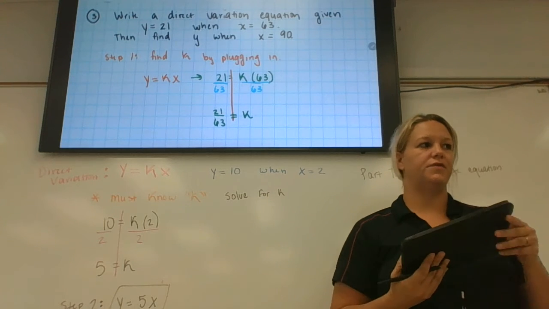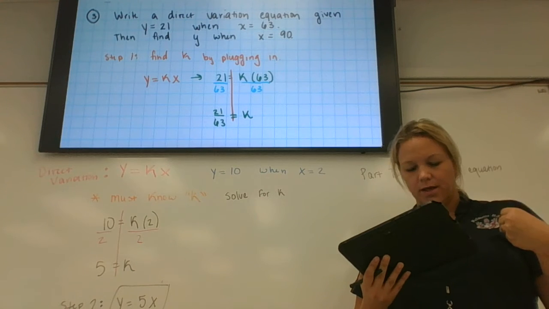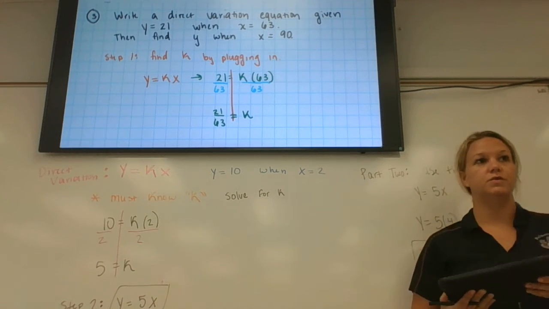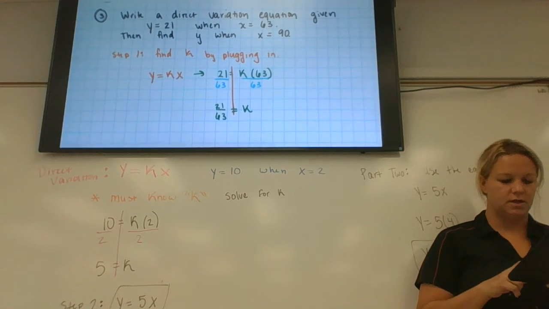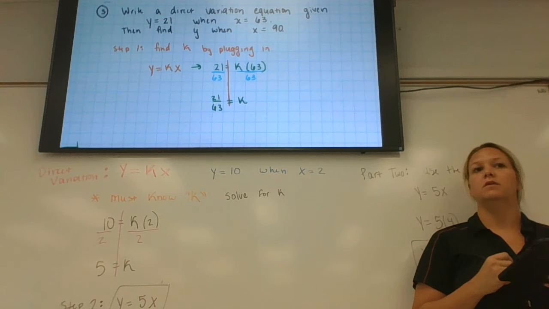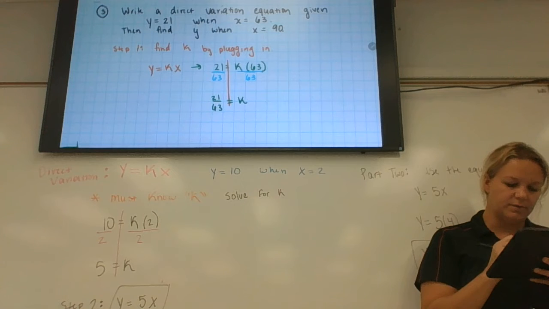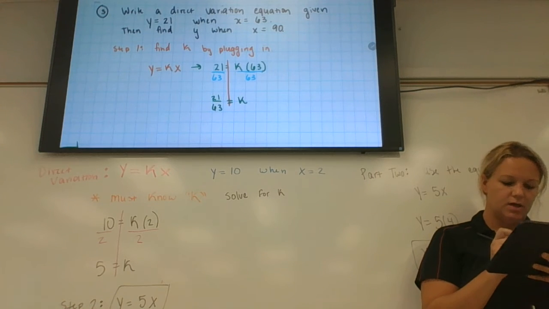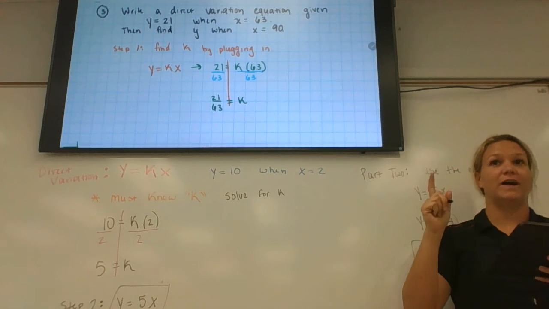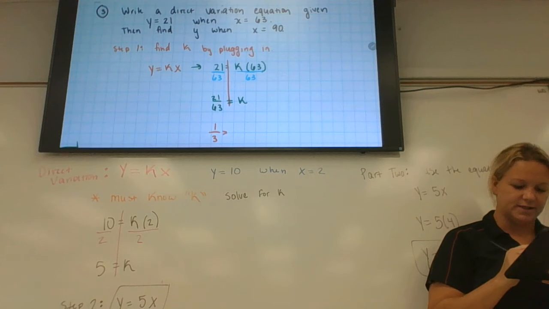Here your calculator is very good. But 21 doesn't divide by 63 to make a whole number or an integer. So let's just reduce that fraction. Does 21 over 63 reduce? Yes. What does it reduce to? 1/3. The top and bottom divide by 21, leaving 1 over 3 as K.